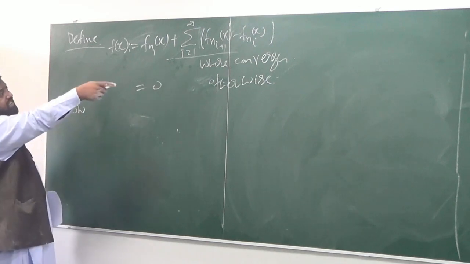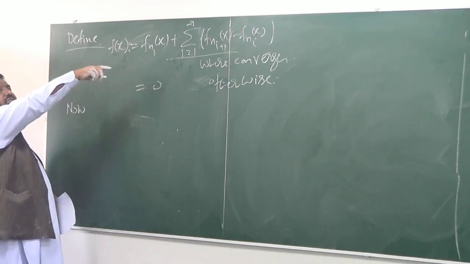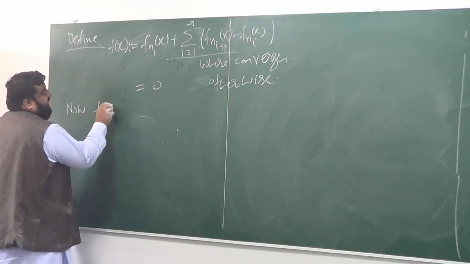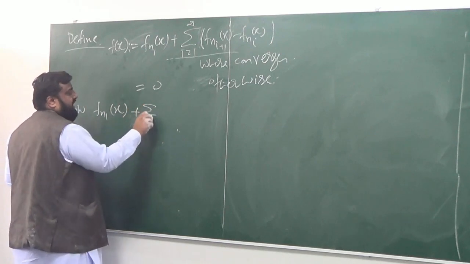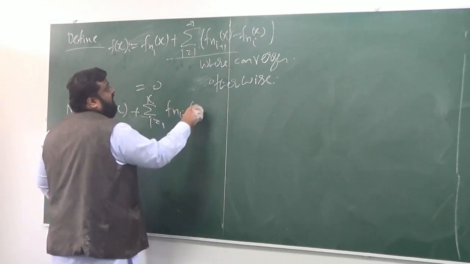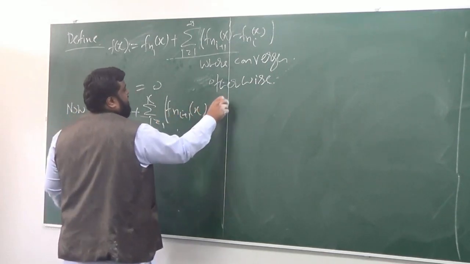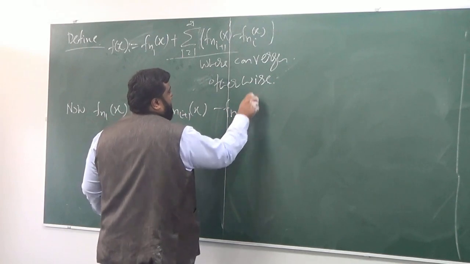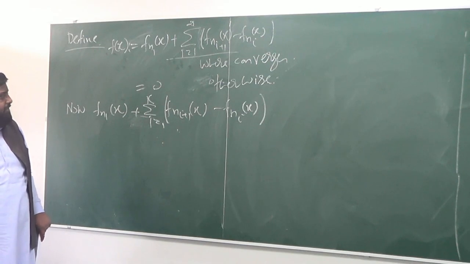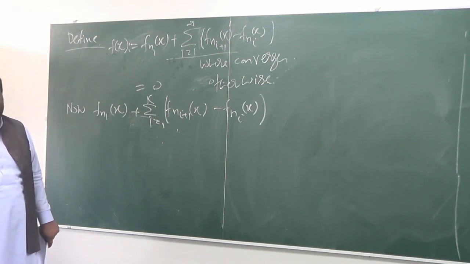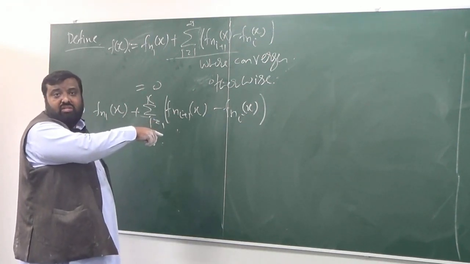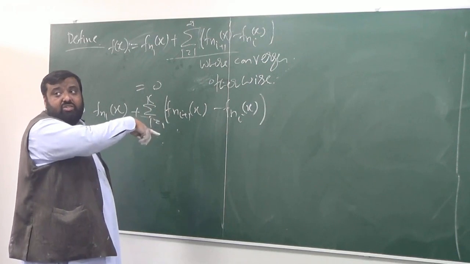Now, previously we considered the partial sums of the absolute value of this series, so now consider the partial sum of this series. Consider this partial sum, f n1 of x plus the sum over i equal to 1 to k of f n(i+1) of x minus f n i of x. What would be the ultimate outcome? That's a telescopic sum actually. Without the absolute value, that's a telescopic sum.